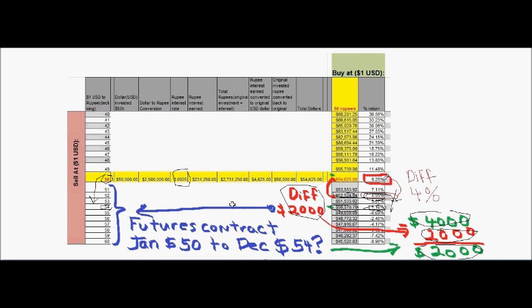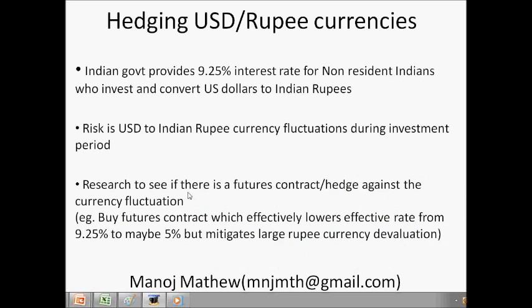Not as high as the original 9.25%, but at least it wasn't the 1.16%, which would have taken place if you didn't have a futures contract and it went from 50 to 54. So again, back to the beginning, is there a futures product that can hedge against the rupee devaluing as the CD is purchased over a 1-year or 5-year period?